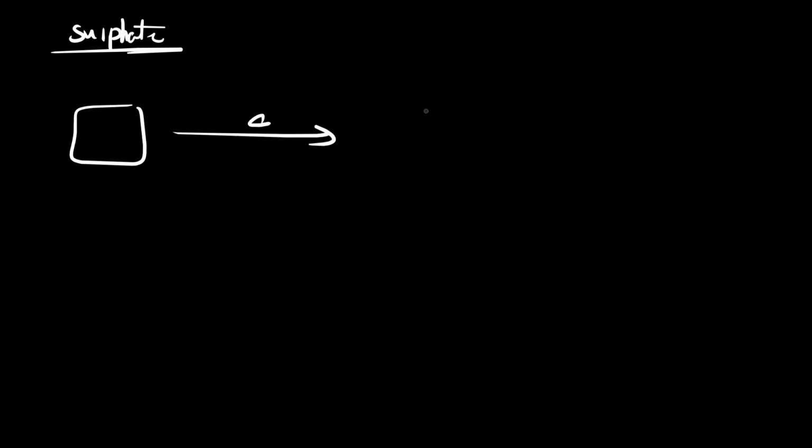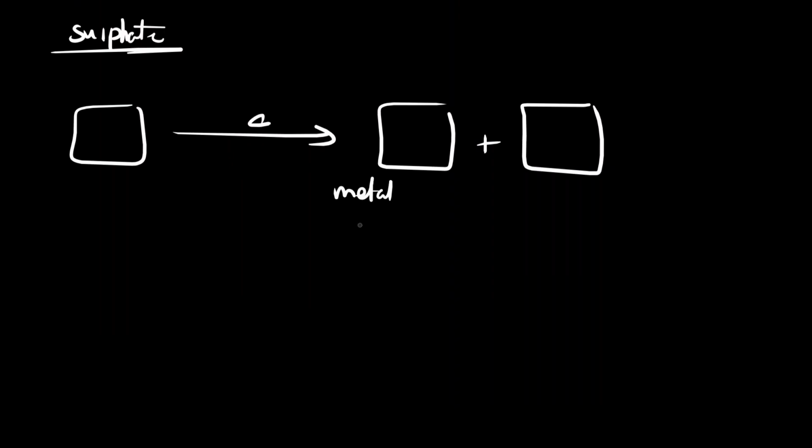Now let's see the last thermal decomposition reaction, which is the sulfate, the metal sulfate. So basically you have a metal sulfate, you expose it to heat, you also get two resultants from this decomposition reaction, just like the hydroxide and the carbonate group. You get the metal oxide, and here you just put the sulfur trioxide.